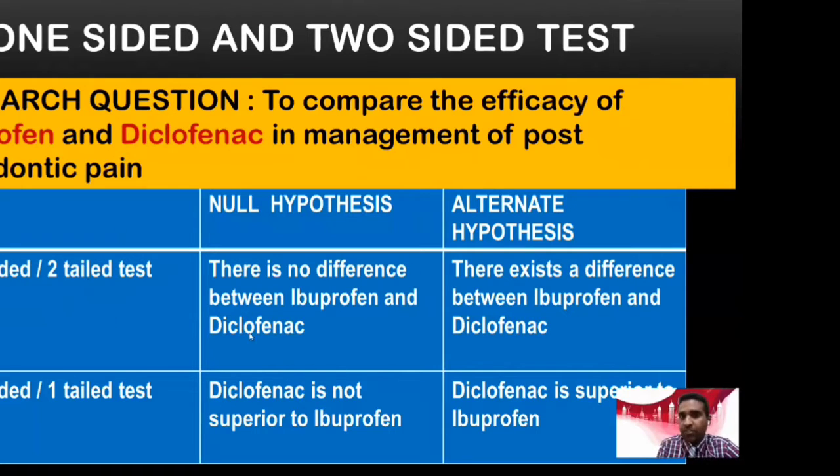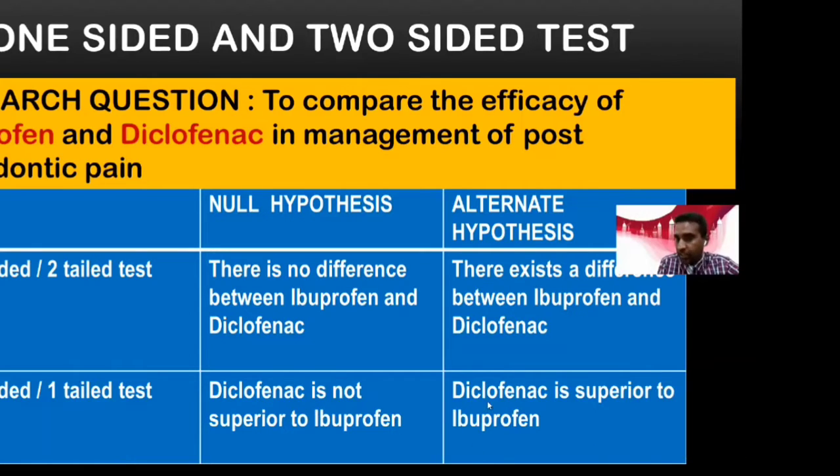Null hypothesis: no difference between brufen and diclofenac. And the alternate hypothesis is that there exists a difference between brufen and diclofenac. The difference may be on either side. Brufen may be superior or diclofenac may be superior. We don't know that, so we are testing the hypothesis in either direction. Whereas in a one-sided test, we are going to test the hypothesis in only one direction.